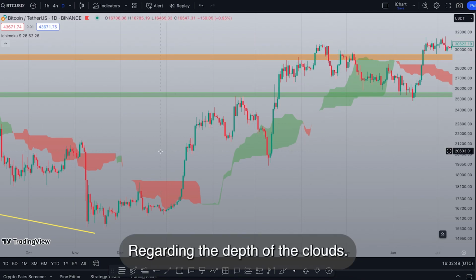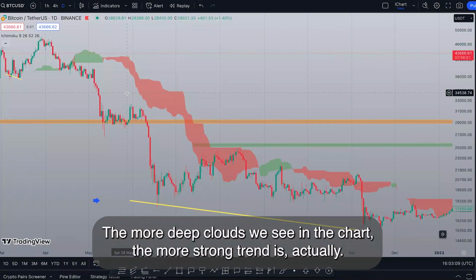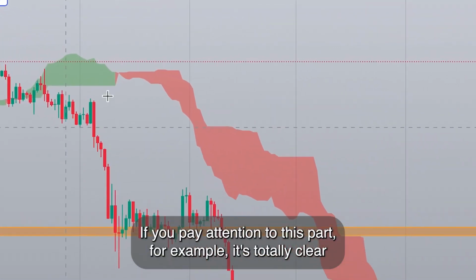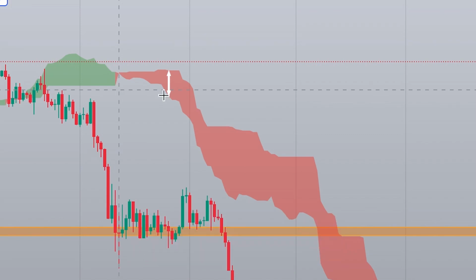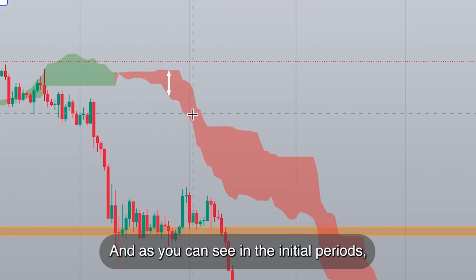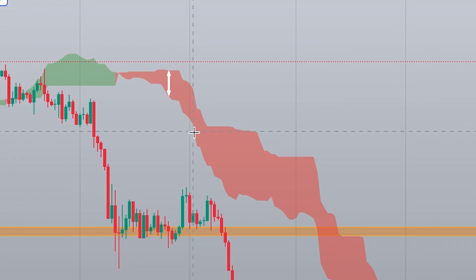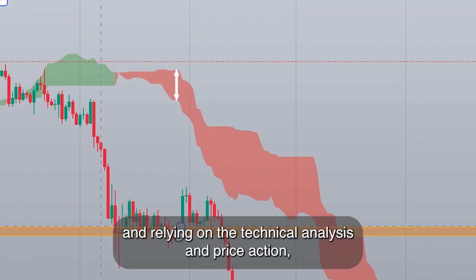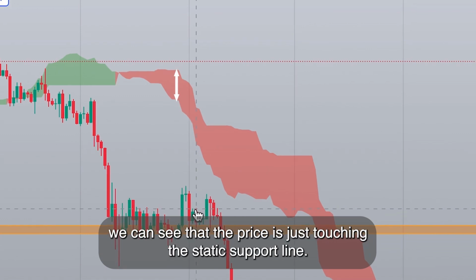Regarding the depth of the clouds, I want to mention that the depth of the clouds actually shows the strength of the trends. The more deep clouds we see in the chart, the stronger the trend is. If you pay attention to this part, for example, it's totally clear that Bitcoin was having a correction here. And as you can see, in the initial periods, the Ichimoku cloud doesn't show that much depth. And relying on technical analysis and price action, we can see that the price is just touching the static support line.